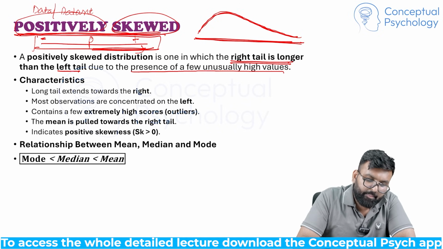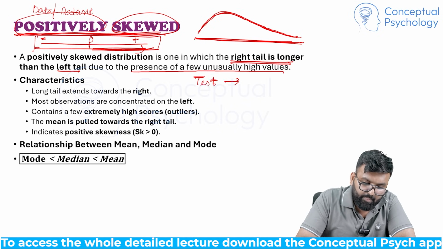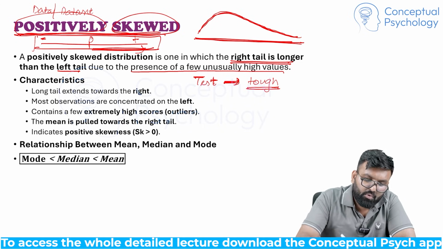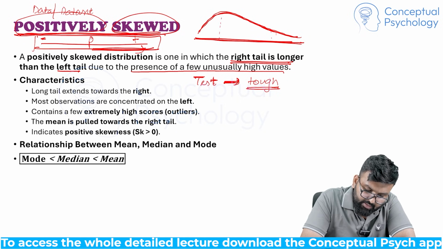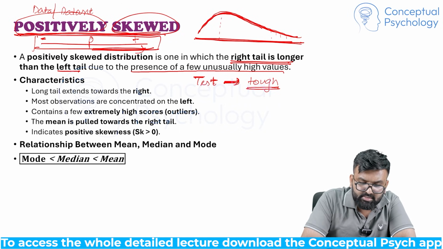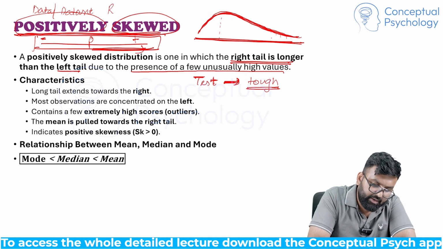For example, आपने एक टेस्ट दिया क्लास में and test was very tough, तो बहुत सारे बच्चों के मार्क्स हैं वो कम आए हैं. Only few students are there who scored very high. So it is positively skewed. It is right skewed.